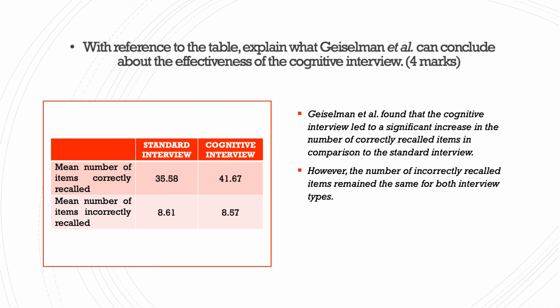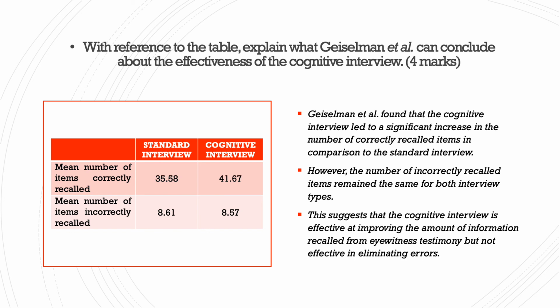However, the number of incorrectly recalled items remained the same for both interview types. So what can we conclude from this? This suggests that the cognitive interview is effective at improving the amount of information recalled from eyewitness testimony, but not effective in eliminating errors. So that's your 4-mark question. That's how much information you would have needed for 4 marks. You could also use this as an evaluation point. I don't see why you couldn't.